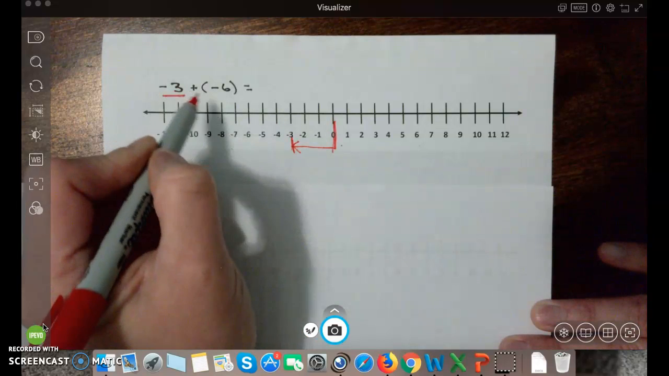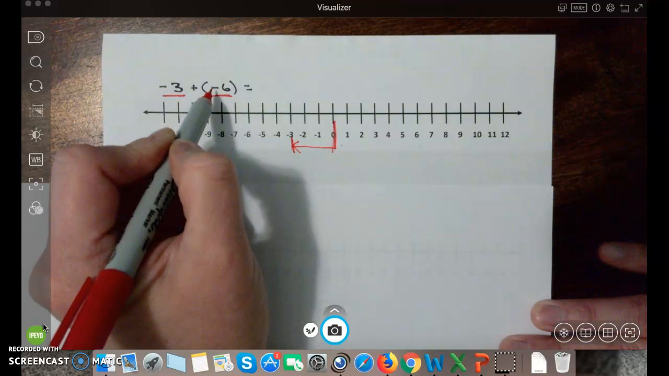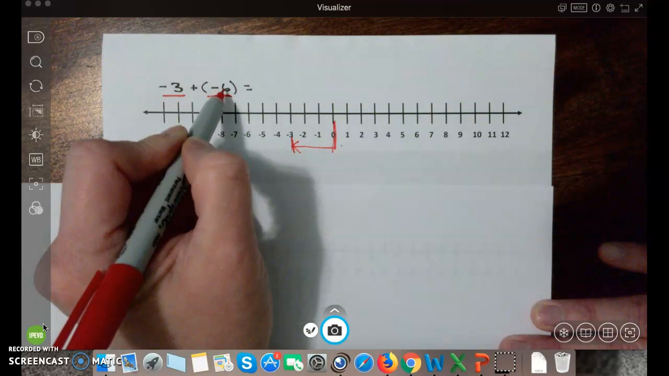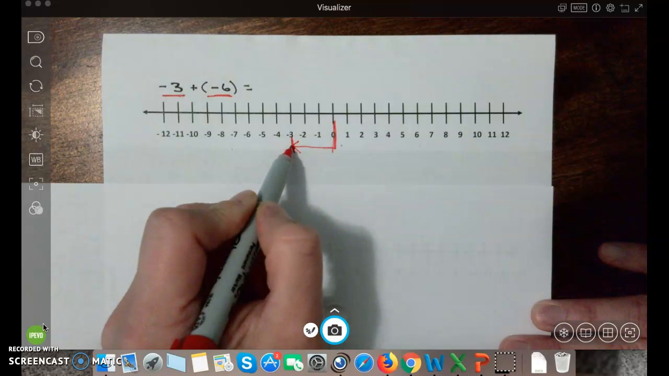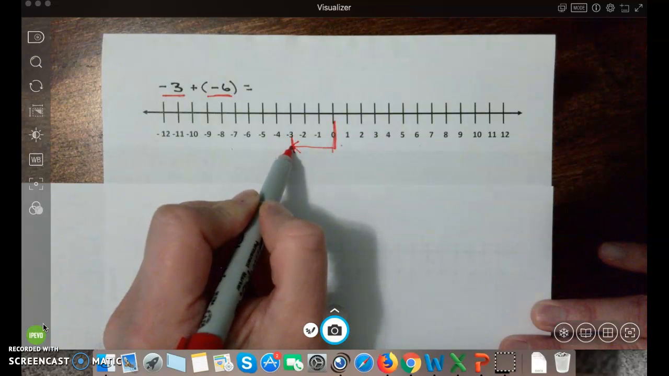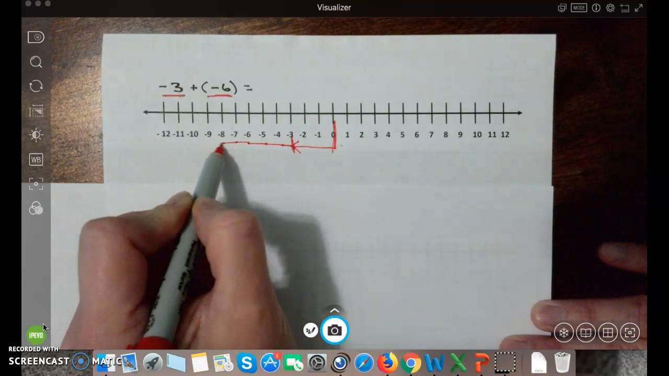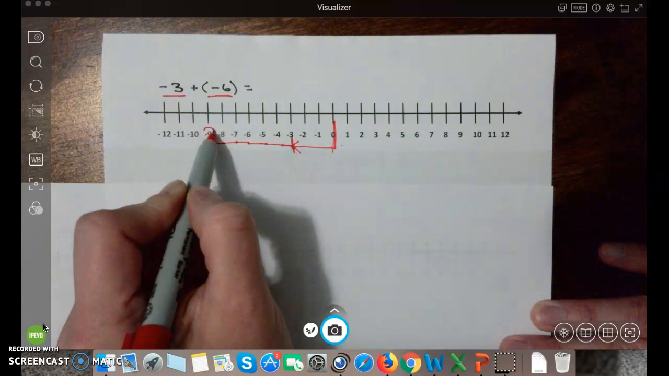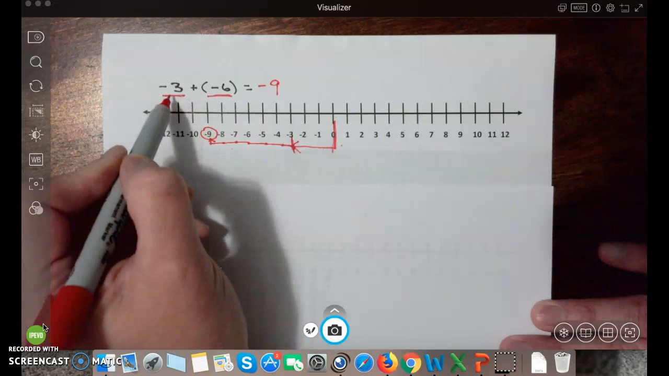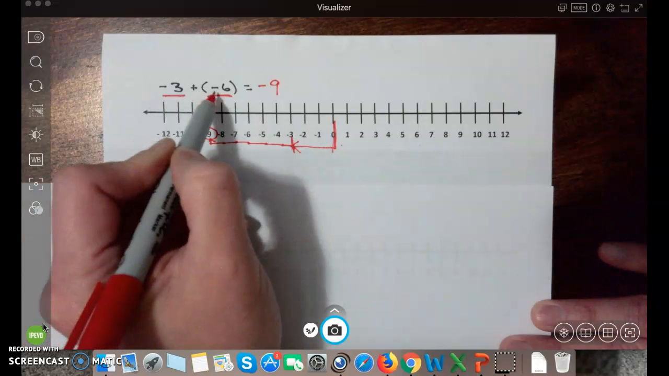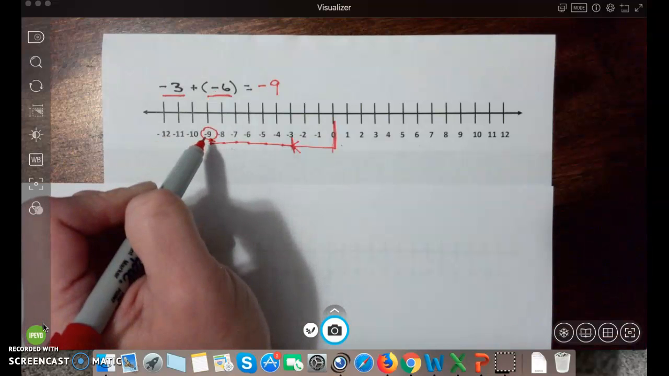So now I'm adding a negative 6 to that. Well, because my second number is also negative, I'm moving left again, this time 6 places. So from my new starting point of negative 3, I want to go over to the left 6 more. So here's 1, 2, 3, 4, 5, 6, and I am going to land at negative 9. So on a number line, again, negative number means move left. Adding it to another negative number means move left again. And where I land is my answer. I'm landing at negative 9.